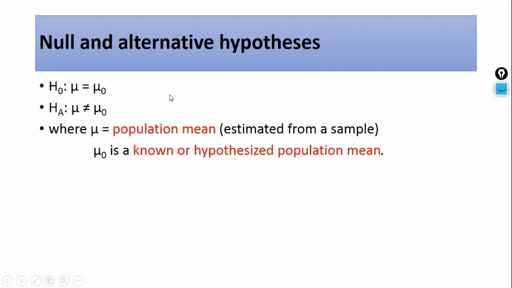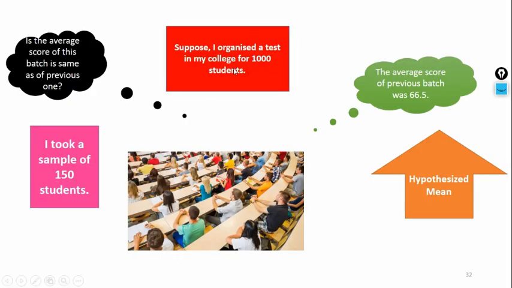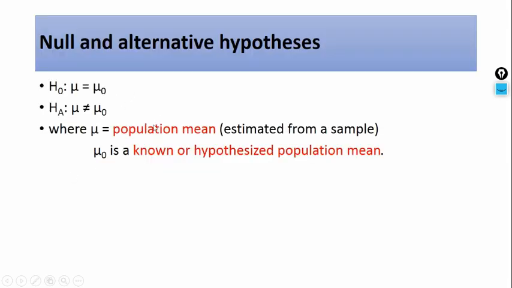Friends, how to formulate hypotheses? I have discussed it in my video on hypothesis testing, where mu is the population mean estimated from the sample. We are going to generalize about the population, but it will be estimated from the sample. As in our case, this is our sample, this is our population. We would like to take a decision about our population, but we are working on a sample. The symbol of the population mean is mu, estimated from the sample. Mu 0 is the known or hypothesized population mean.